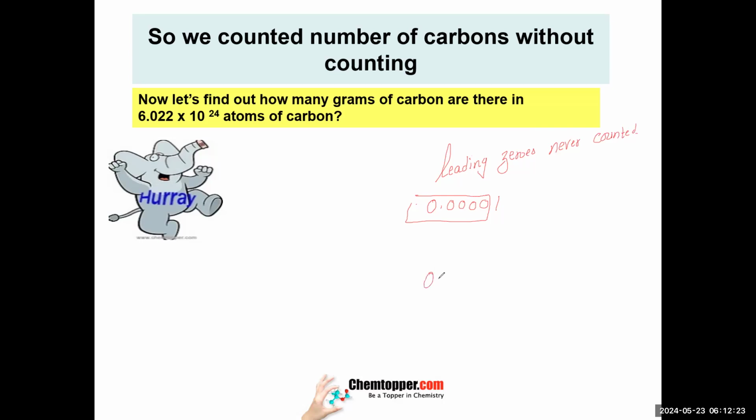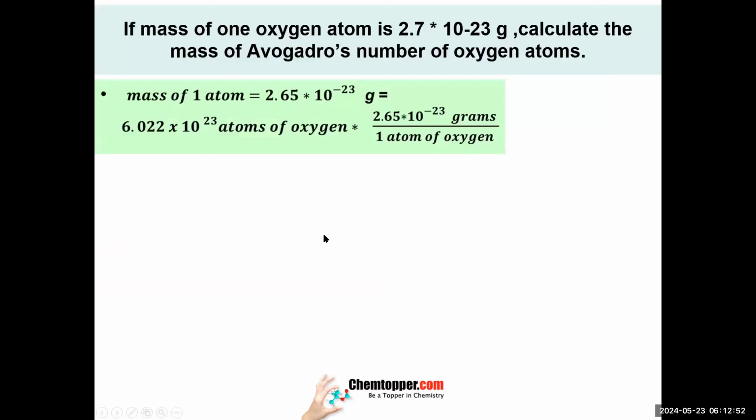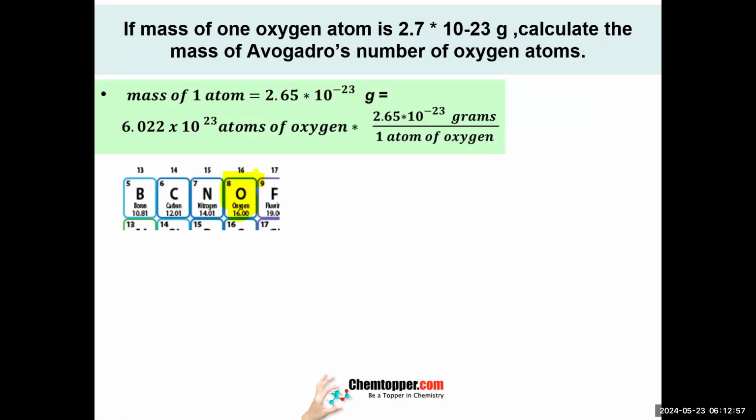If I give you this number 0.000100, how many sigfig? Which zeros are counted? These are counted because there is a decimal. These leading zeros are never counted. Okay, so practice these rules. So we have already understood the relationship between your moles and u and grams also. Can we do one more question?